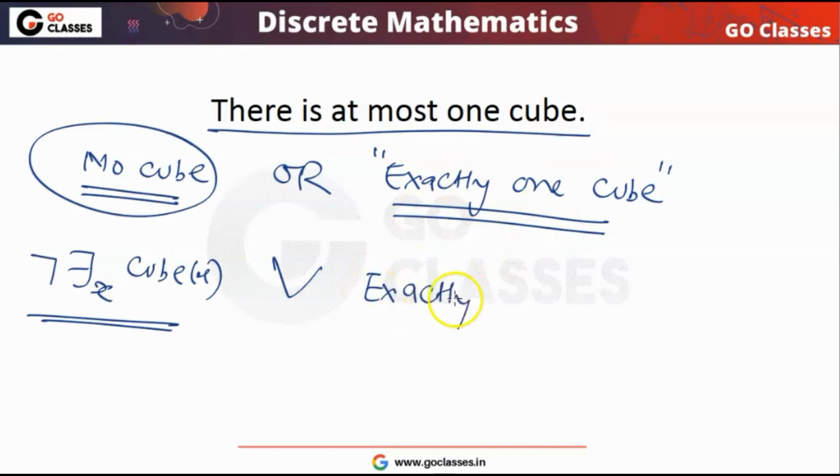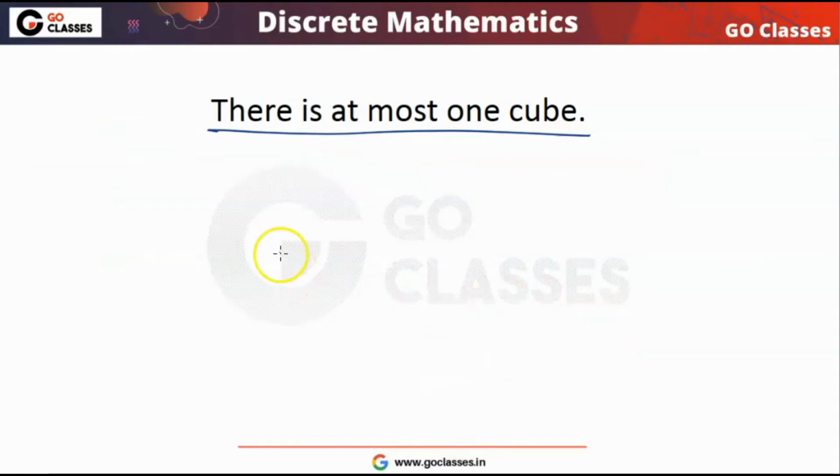Now we need to study how to write this statement, exactly 1 cube. How can we write this into a mathematical expression? That we will study now. But this is one way. Once we study this we can replace it here. Now let's see the other method.